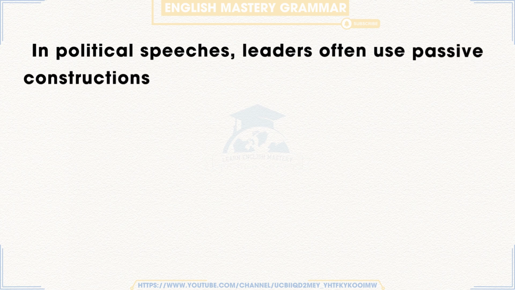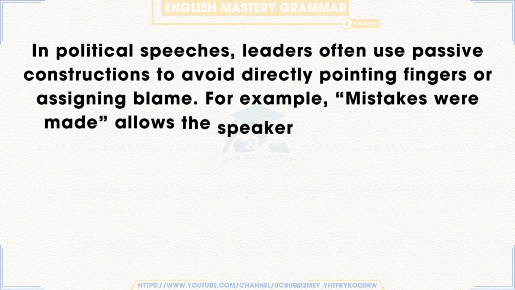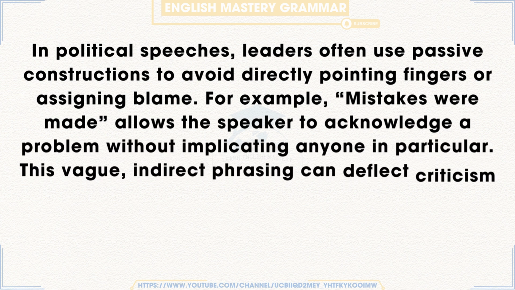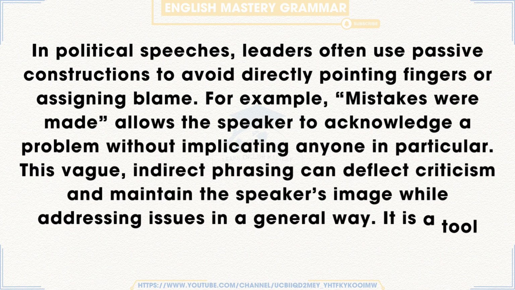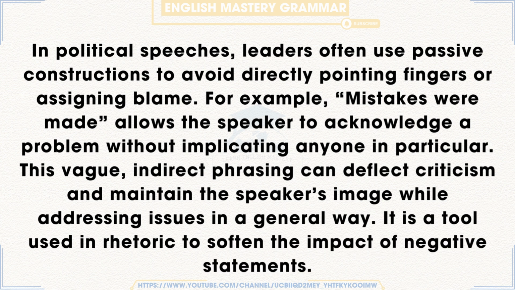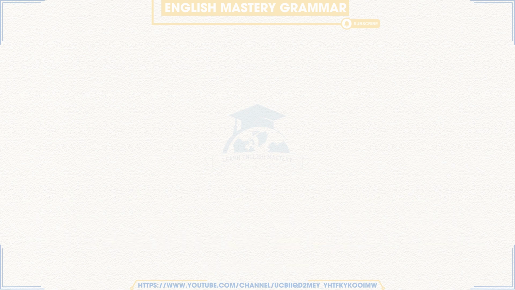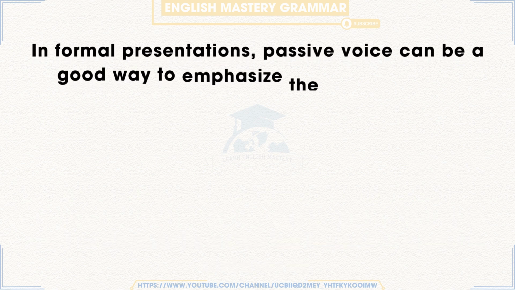In political speeches, leaders often use passive constructions to avoid directly pointing fingers or assigning blame. For example, "Mistakes were made" allows the speaker to acknowledge a problem without implicating anyone in particular. This vague, indirect phrasing can deflect criticism and maintain the speaker's image while addressing issues in a general way. It is a tool used in rhetoric to soften the impact of negative statements.